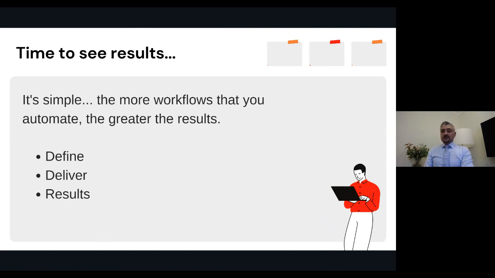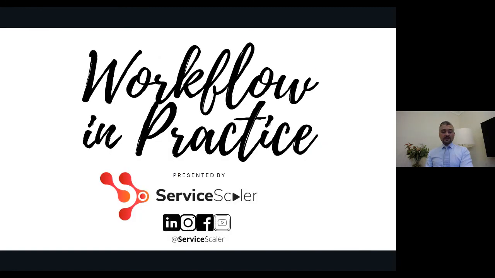Okay, so to see the results, it's simple. The more workflows you automate, the greater the results. Just define them, deliver them, and then get the results. There's obviously a process of refinement that you can go through as things change. We understand that the process itself might not be malleable, but the workflow itself, how it gets delivered, can obviously change as time progresses and the things that need to be done. So you can jump back in and edit and update those things to improve it where you see an opportunity to do so. So that brings us to the end of our presentation today.